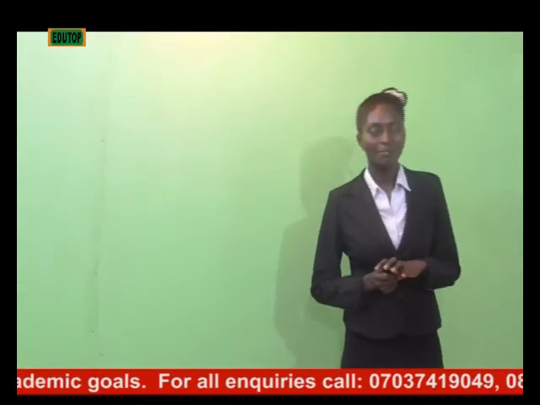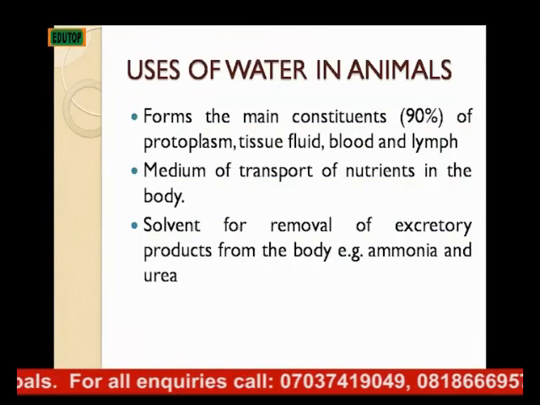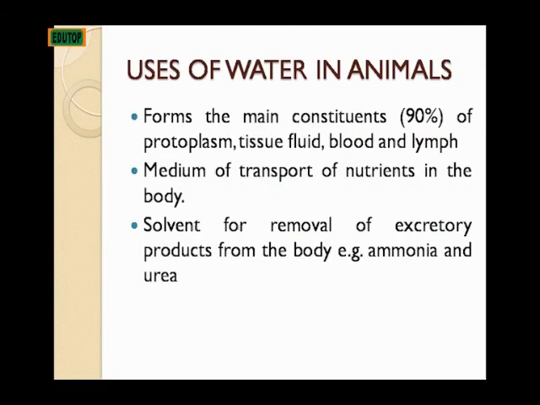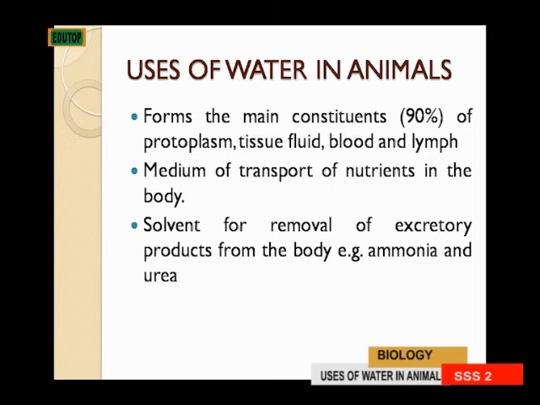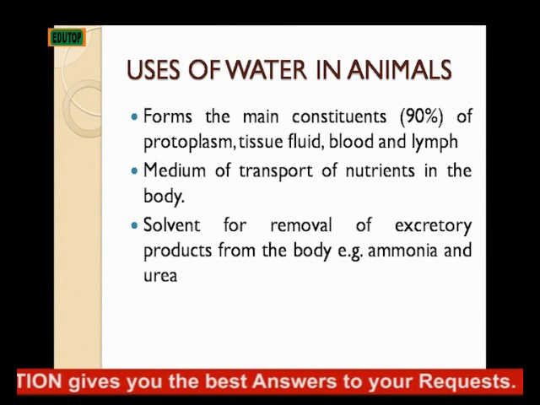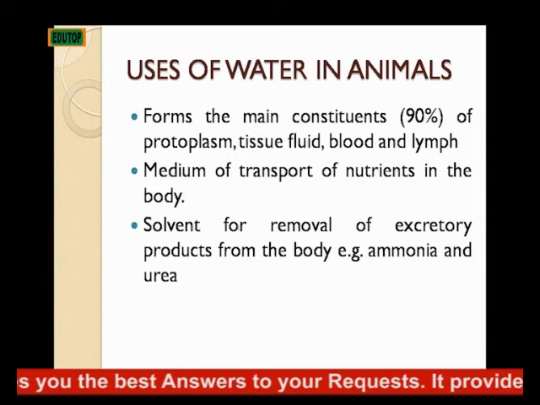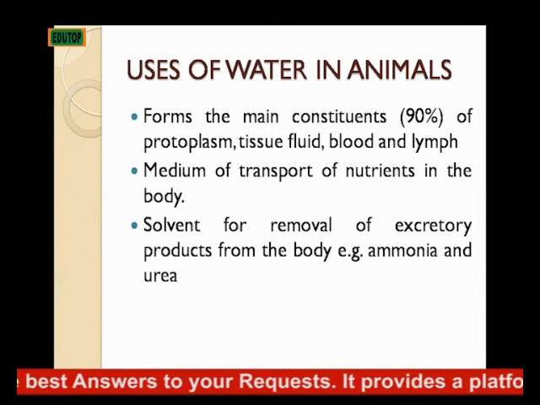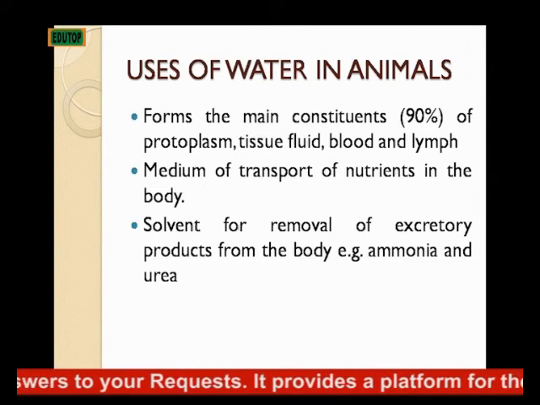Uses of water in animals. In the body of the animal, that is the protoplasm, water forms the main constituent, about 90%. Water is the main constituent of the protoplasm, the tissue fluid, the blood, and the lymph. So that is a major usefulness of water in animals. Then water is a medium of transport of nutrients in the body of the animal. It's also the solvent for removal of excretory products from the body.